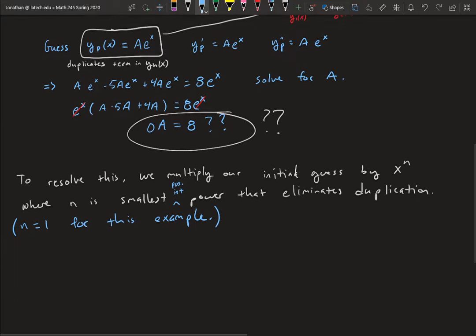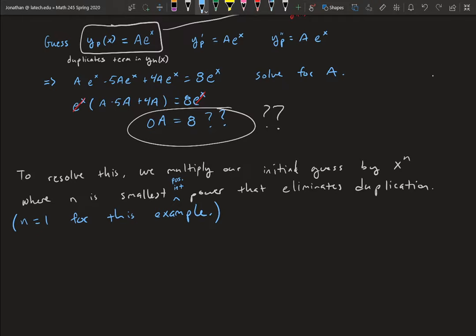So what we're going to guess is not yp equals a e to the x. We should guess yp is actually a times x e to the x. And now that is a linearly independent function from our homogeneous stuff. We basically want all linearly independent terms, because if it's duplicating a term in our homogeneous solution, then that's going to give us 0 on the left. Now what do we do? We take the derivatives.